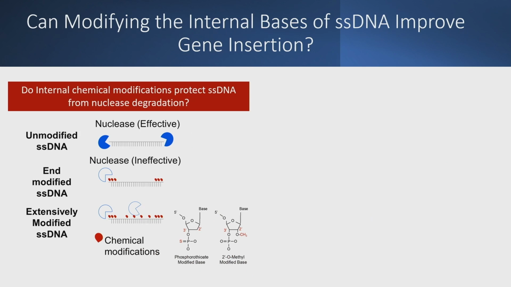So our hypothesis is modifying the internal bases of single-stranded DNA improves gene insertion. And to test this, we started with the previous knowledge of the end-modified single-stranded DNA and the phosphorothioate modified base. There's also a commercially available modification called a 2'-O-methyl, which I'll talk about later. So we started with the three modifications on the ends, but we also included some of the internal bases with the chemical modification of phosphorothioate.